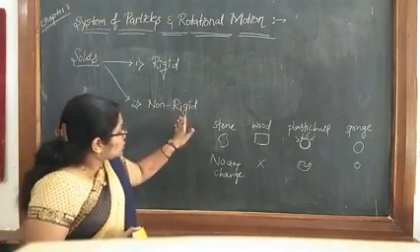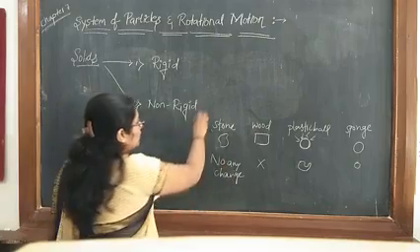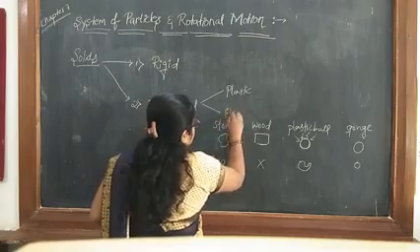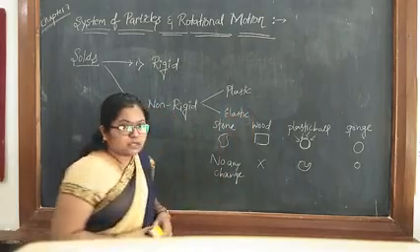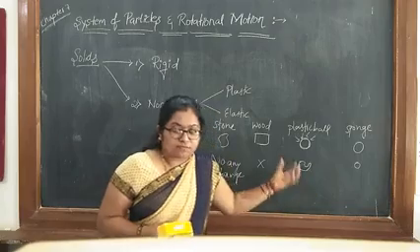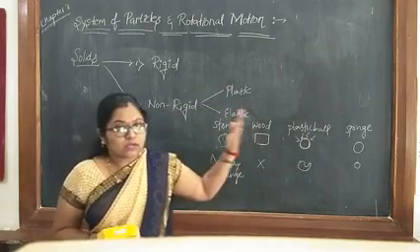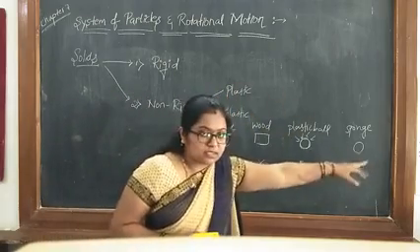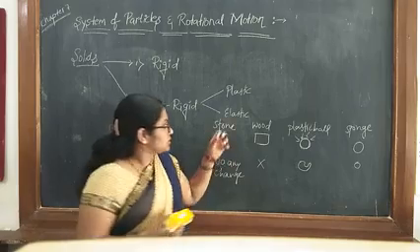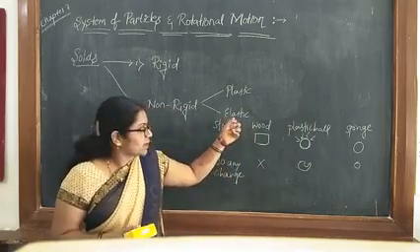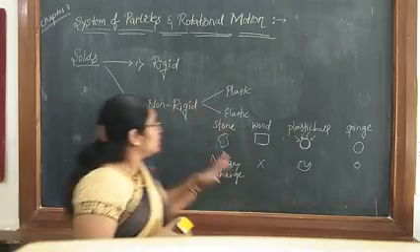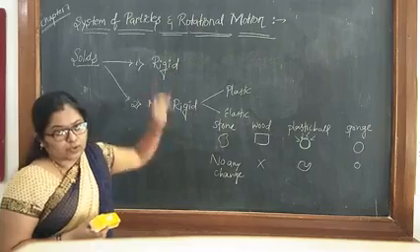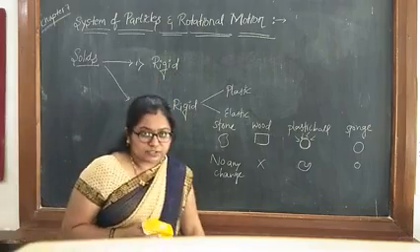So non-rigid bodies we can also divide into two types, plastic and elastic. The things which get changed after the deforming forces but cannot come back to their original size and shape are plastic objects, and the things which, after removing the deforming forces, come back to their original size and shape are called elastic objects. But here we are more concerned with studying rigid bodies. Understood? This is about rigid bodies.